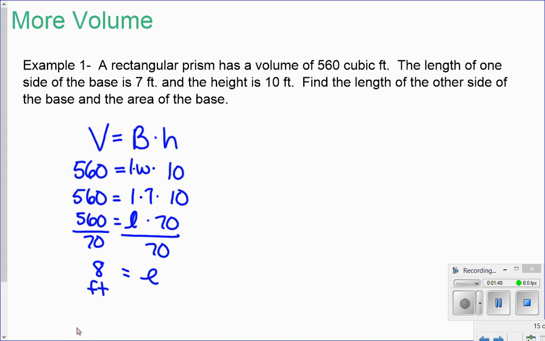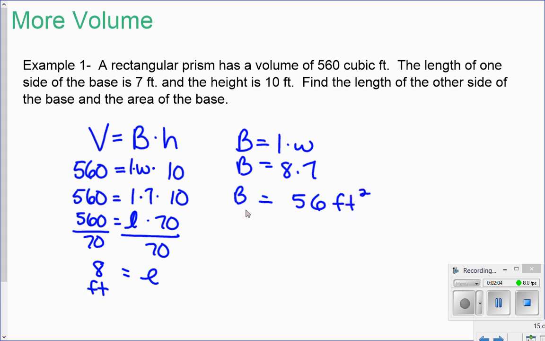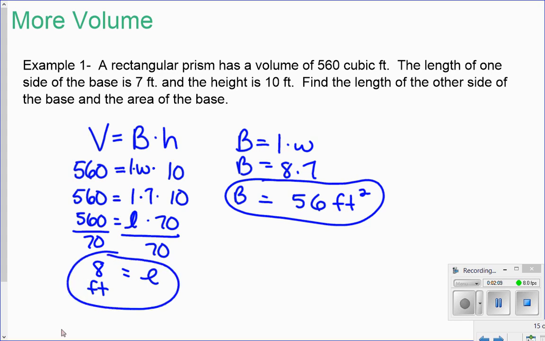So we found that, and then it says we're supposed to find the area of the base. Well, the area of the base, we already said, capital B is equal to length times width. So we just found the length is 8, and we already knew the width was 7. So we're going to multiply 8 times 7, and that's 56, and again, these are feet. We're talking about area, so feet squared would be the area of the rectangle. Okay, let's look at the next example.